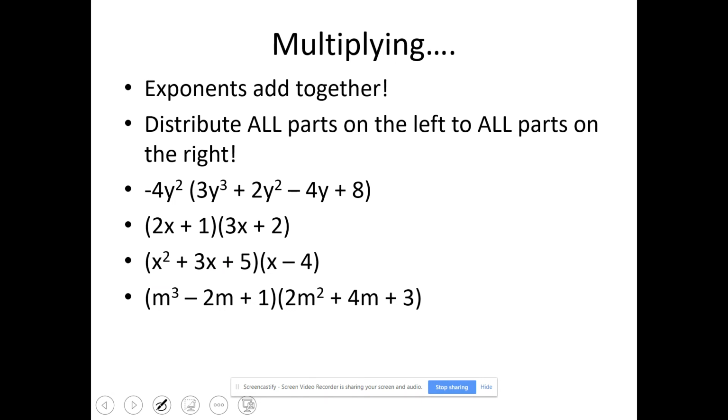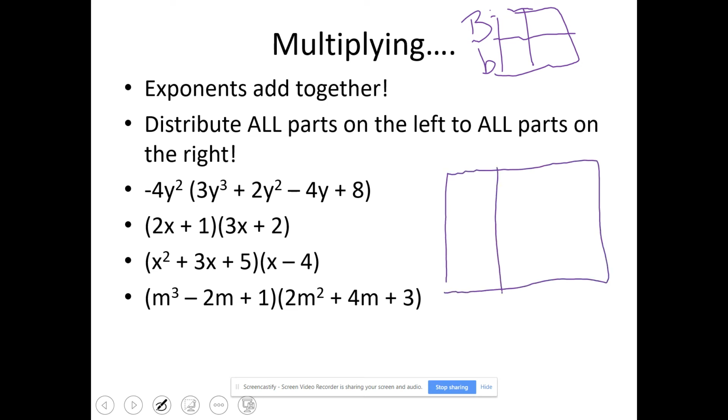For our last one, I'm going to go back to any of you who are used to using Punnett squares in science for dominant and recessive genes and things like that. We're going to kind of go along that route with this last one. And each parenthesis has 3 terms. So I'm going to make a 3 by 3 Punnett square box. It doesn't matter which of your parentheses goes on the top and which goes on the side. That's completely up to you.